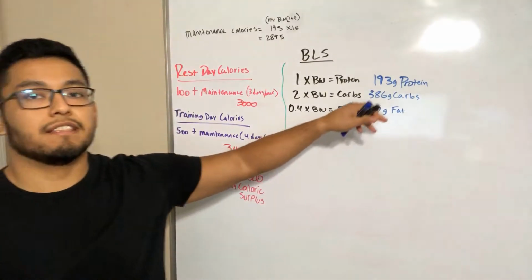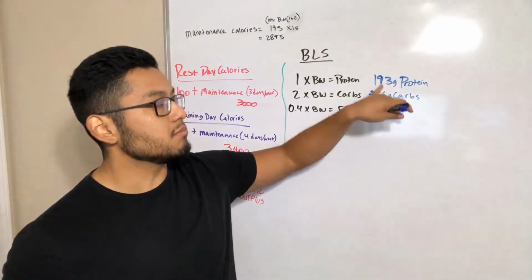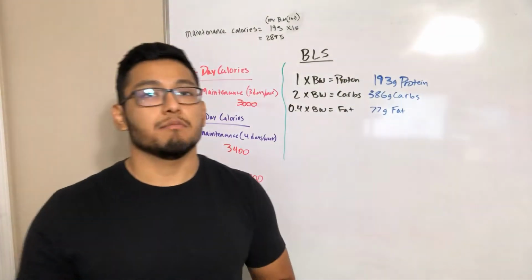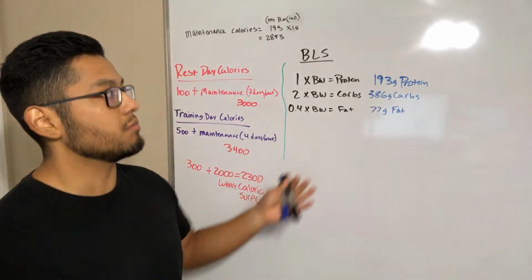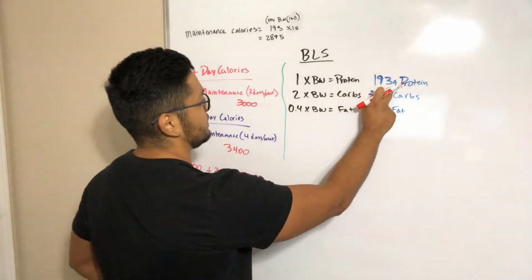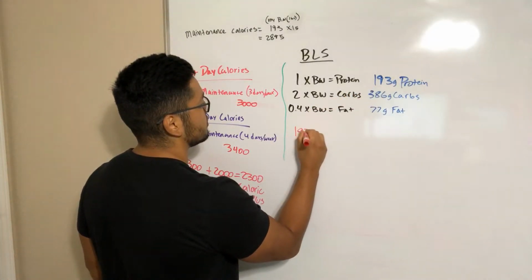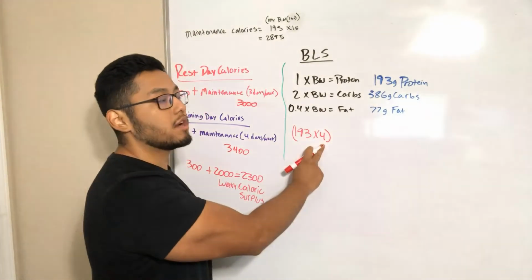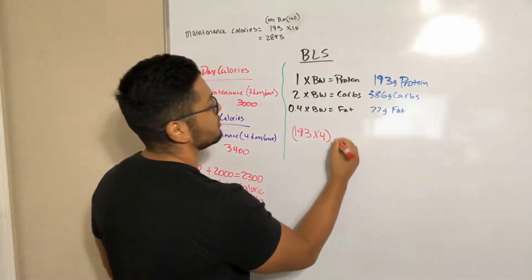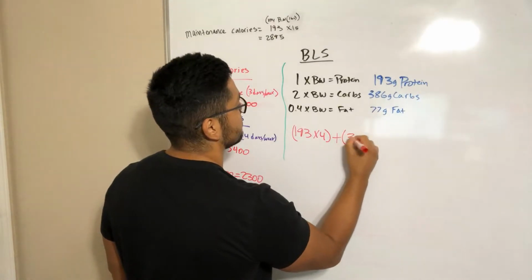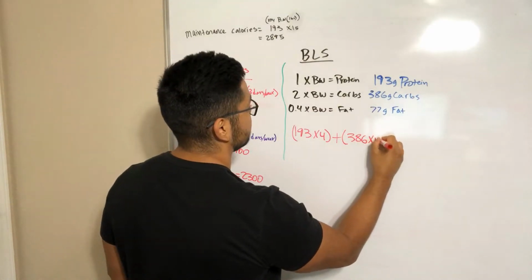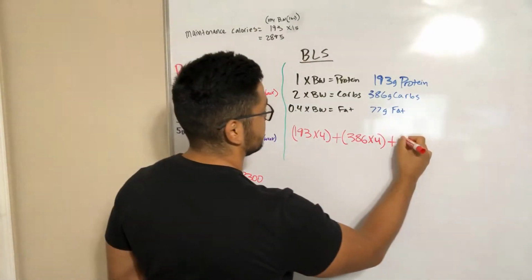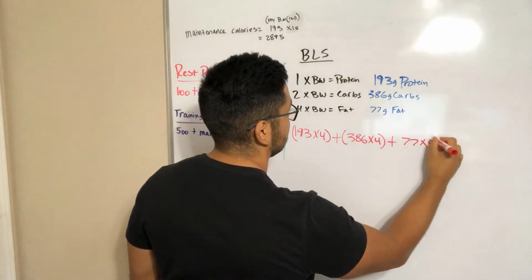And how we find the calories for my lean bulk with these numbers is we have to know the caloric makeup of the macronutrients. So 193 times 4, because there are 4 calories per gram of protein. Same with carbs, so we would do plus 386 times 4. And then there are 9 calories per gram of fat, so we would do 77 times 9.